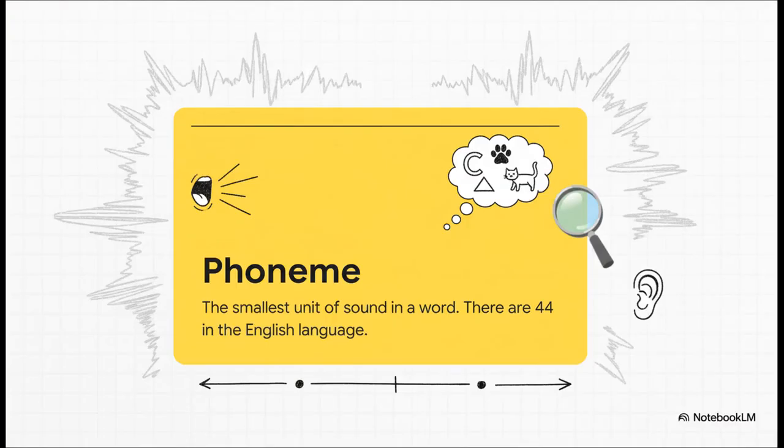Okay, our first tool is something called a phoneme. Sounds fancy, but it's super simple. A phoneme is just the smallest possible puff of sound in a word. It's not the letter itself, it's the sound. So in the word cat, that first k sound, that's a phoneme. And remember, in English, we've got 44 of these to play with.